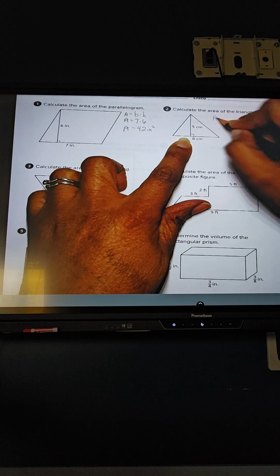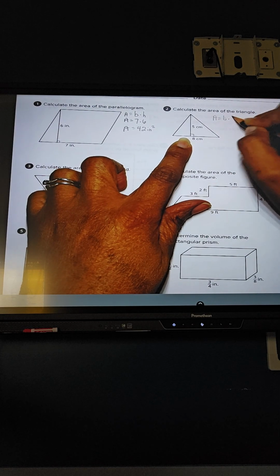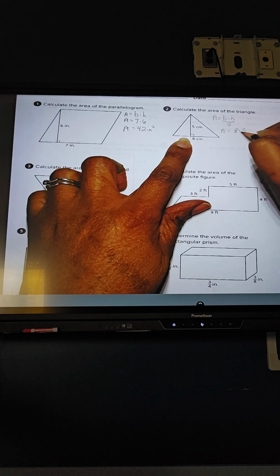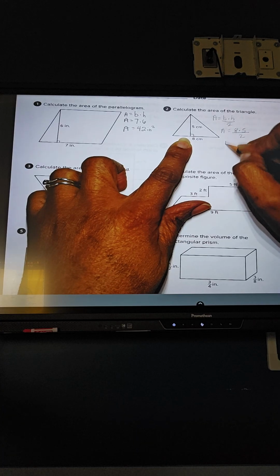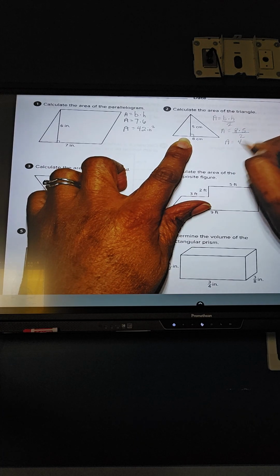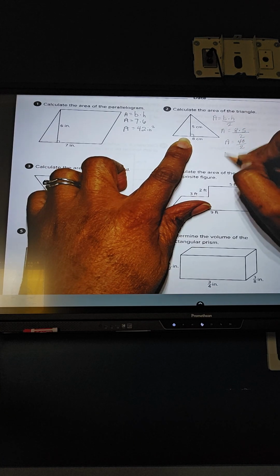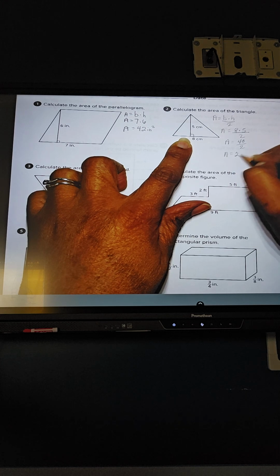The formula, area equals base times height divided by 2. Therefore, area equals 8 times 5 divided by 2. Therefore, area equals 40 divided by 2. Area equals 20 centimeters squared.